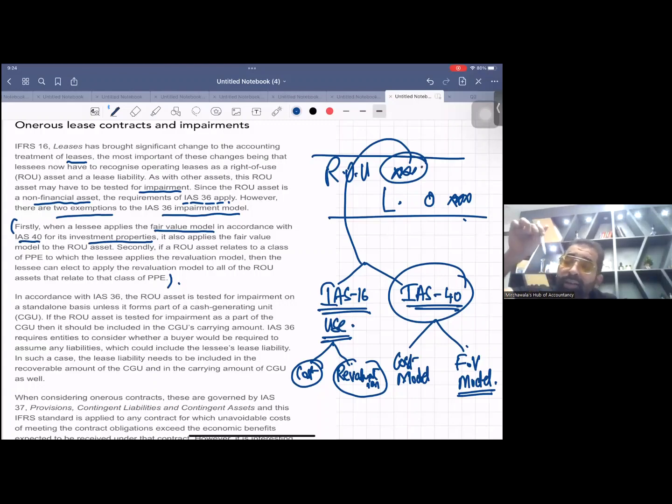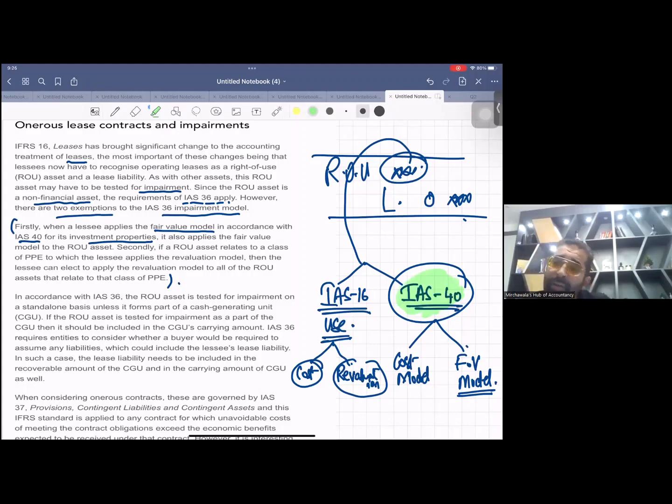Now you have started giving that property on rent. So now you are earning rental income from that property. And when you are earning rental income from that property, IAS 40 is justifiable.